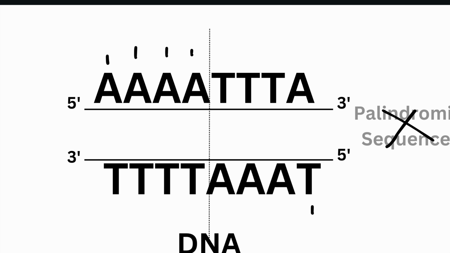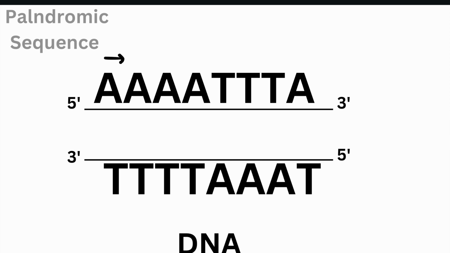In order for them to be palindromic sequences, the letters have to match starting from the 5' end or the 3' end of either strand. But wait, what if we start counting from the second letter?